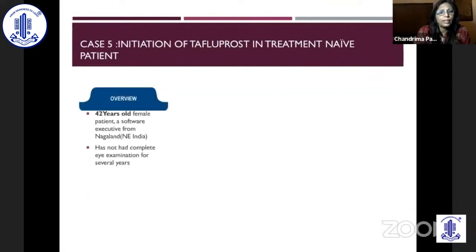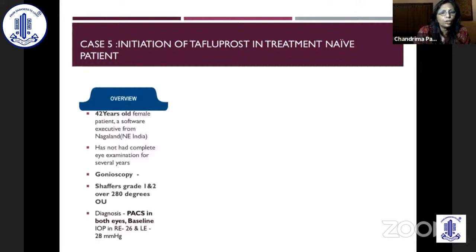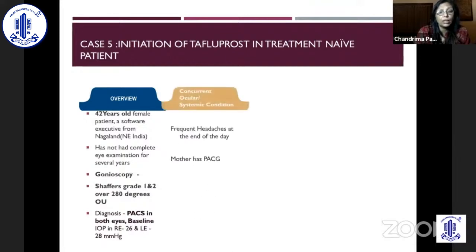So with that, I move on to case 5, that is a 42-year-old female patient, a software executive from Nagaland, northeastern India, who has not had a complete eye examination for several years. A gonioscopy showed that she had Shaffer's grade 1 and 2 over 280 degrees in both eyes. Diagnosis of primary angle closure suspect in both eyes with baseline IOPs of 26 and 28 millimeters of mercury. She complained of frequent headaches at the end of the day, and her mother did have primary angle closure glaucoma.